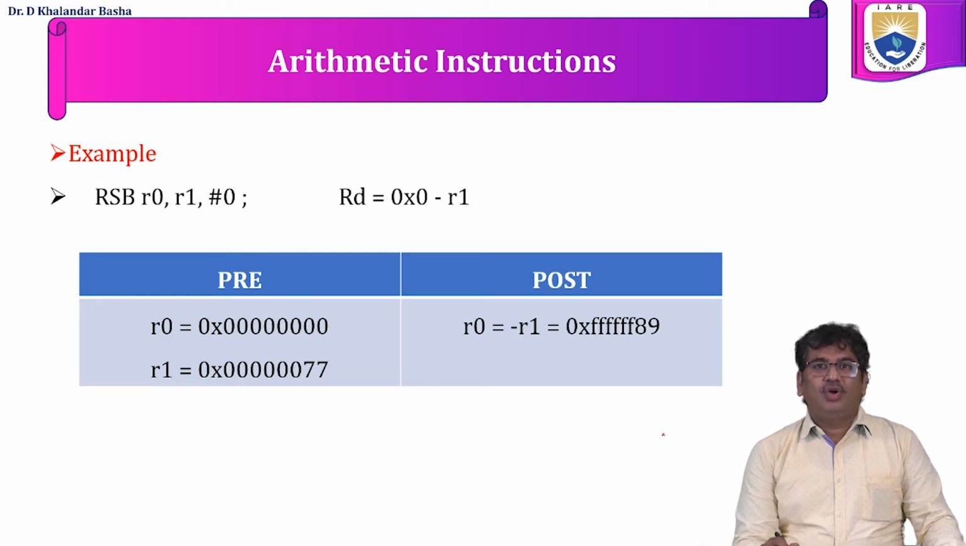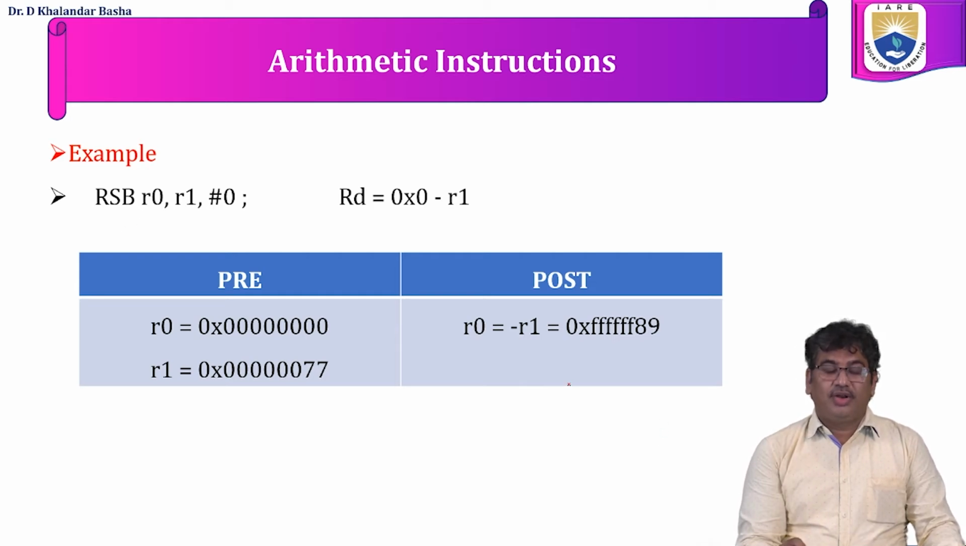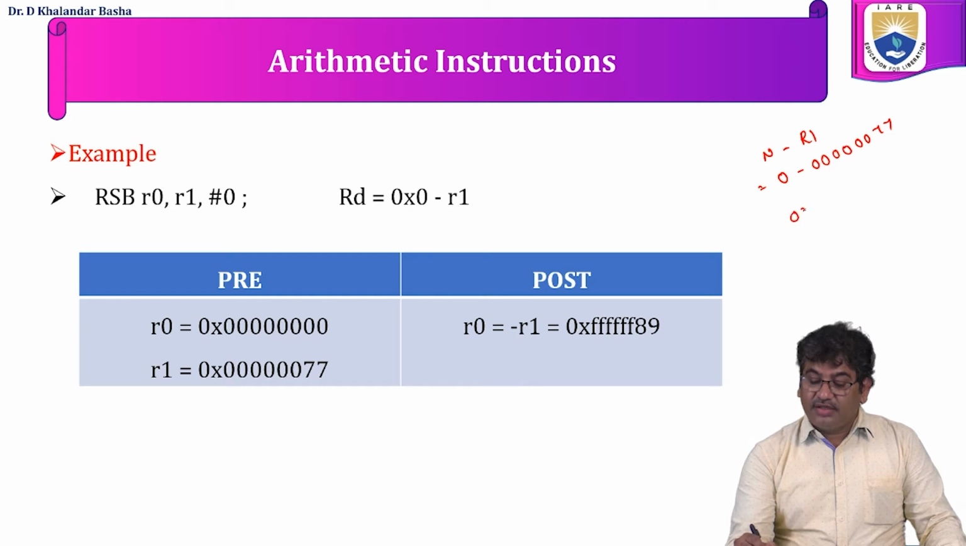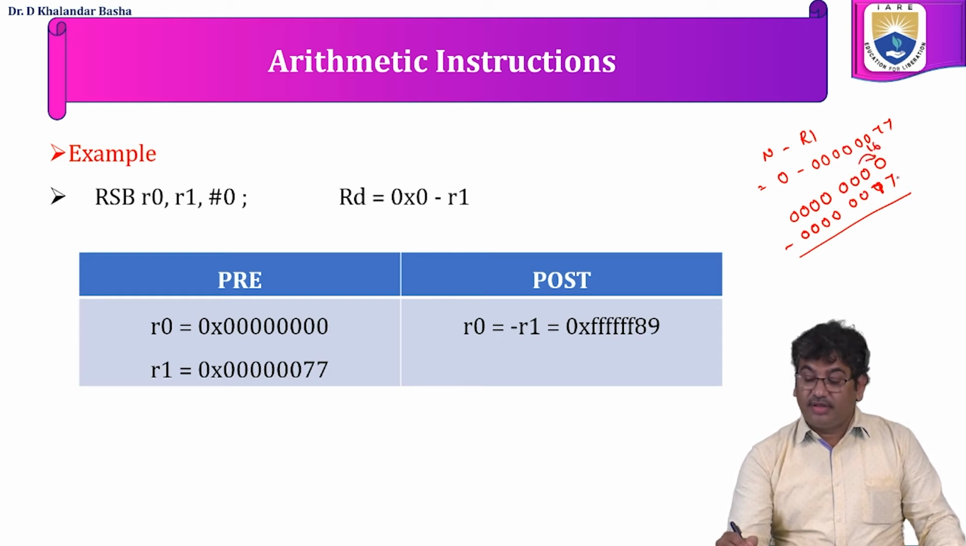RSB R0, R1, #0. So the RSB instruction will do N minus R1, where N is equivalent to 0 and R1 is equivalent to 00000077, which is in the hexadecimal representation. So we get 00000000 minus 00000077. We need a carry, that is 16. 16 minus 7, 16 minus 7 will get 9.